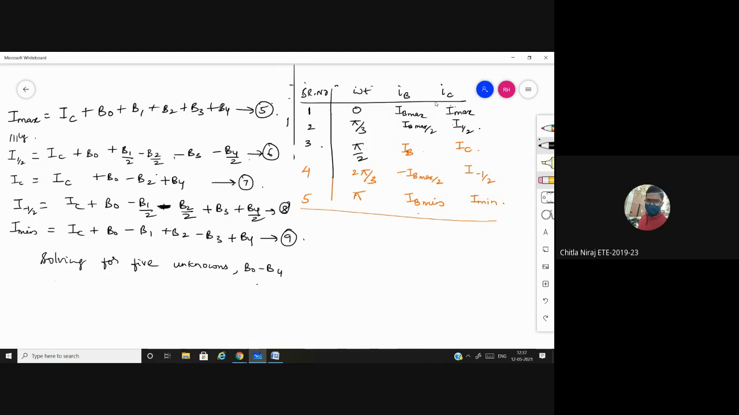B0 to B4, sir. B4. So using equation 5 to 9, just write this much and we'll write the final equation. Now how to get this final equation suddenly?